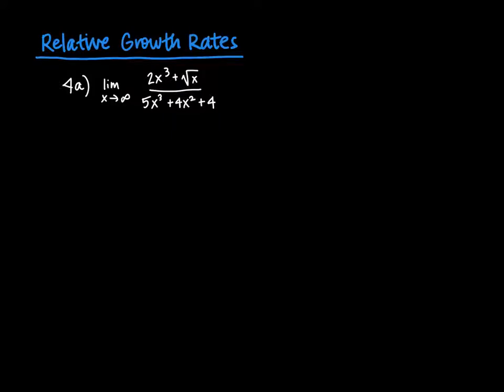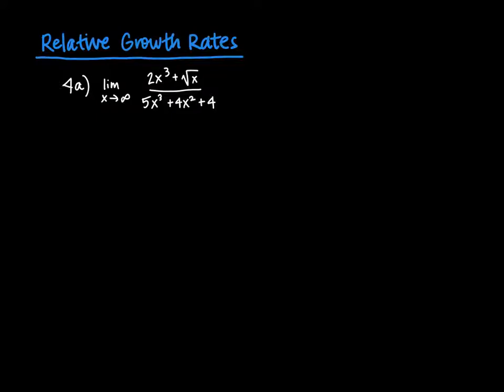When we take a look at this complicated limit, the numerator has a ton of terms that are growing. The denominator has a ton of terms that are growing. The critical pieces are which term is growing the fastest in the numerator and which term is growing the fastest in the denominator. That is who is going to ultimately decide what the limit will be.